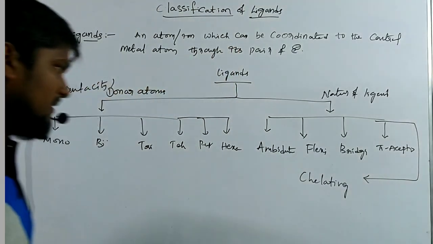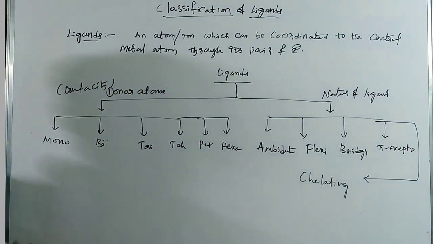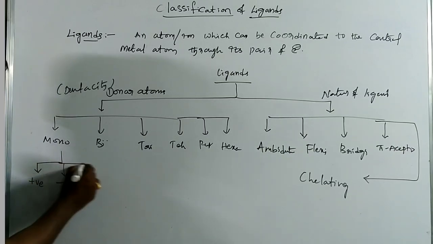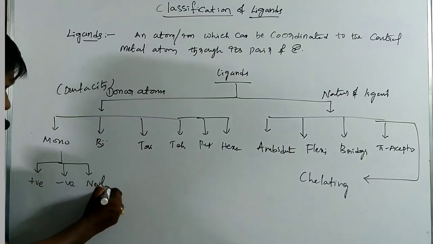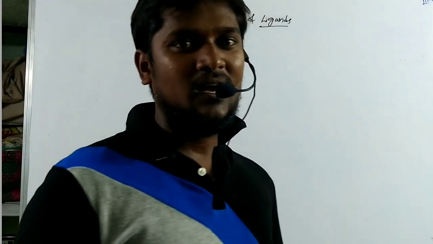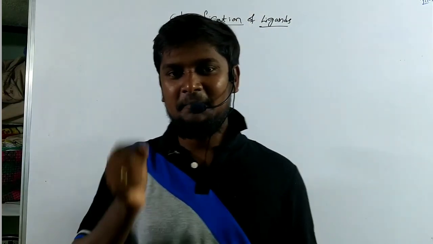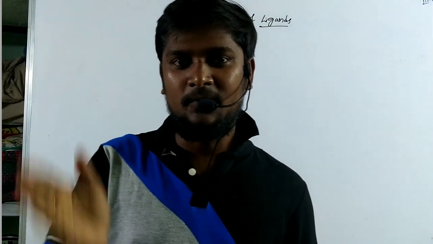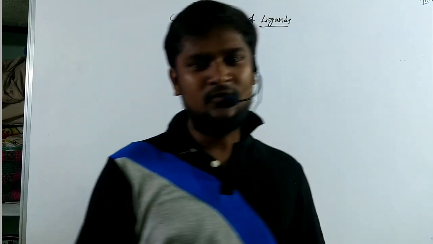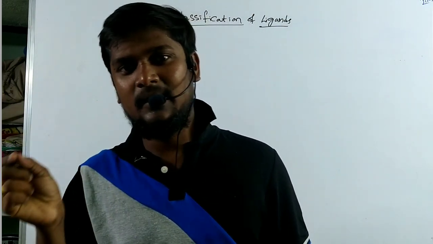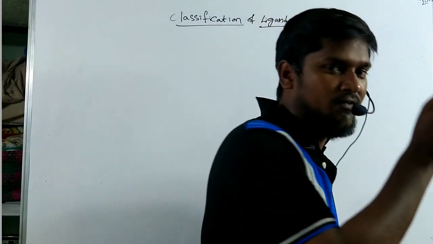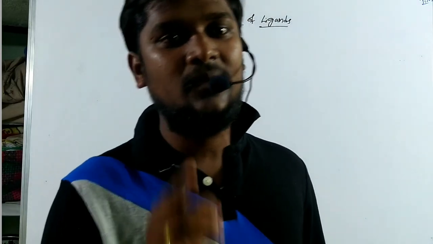Now, monodentate ligands are further classified into three types: monodentate positive ligands, monodentate negative ligands, and monodentate neutral ligands. According to the first classification, depending upon the number of atoms in a ligand which are connected to the central metal atom, it is classified into mono, bi, tri, tetra, etc. If only one atom in the ligand donates the lone pair of electrons or negative charge to the central metal atom, then it is said to be a monodentate ligand.